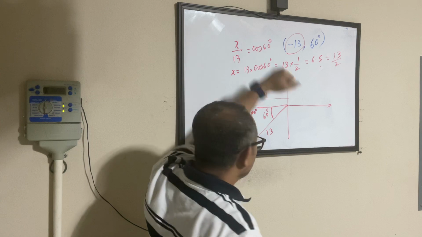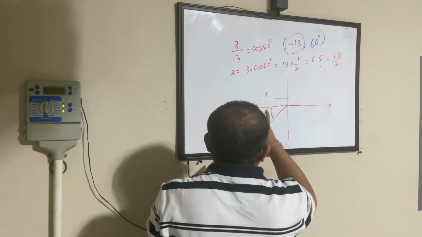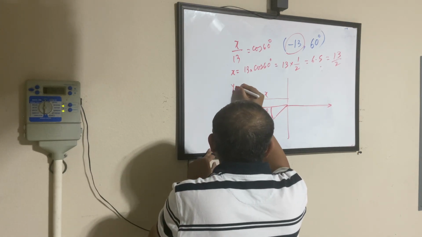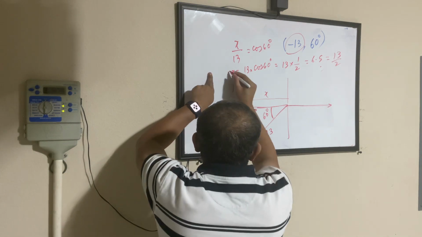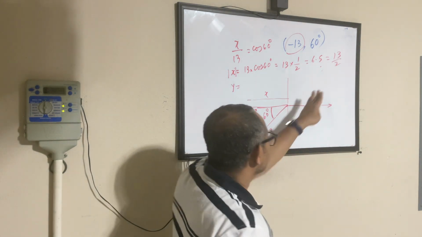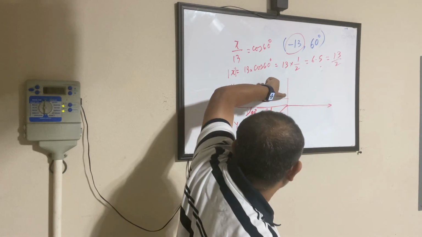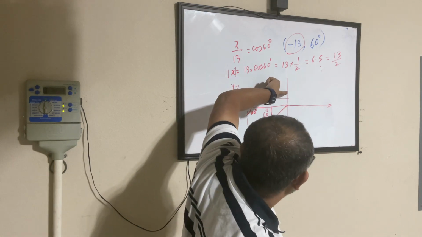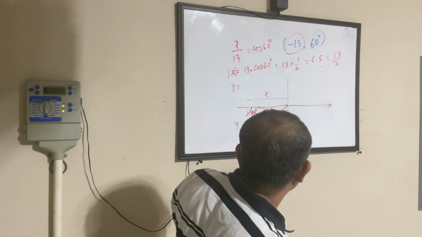Now, what is y? Y is, again, I'm talking about absolute value, okay? I'm not looking at the sign part of it. I'm keeping myself away from this. I'm just trying to get the length, absolute length from here to here. Sine I will bother about a little later.